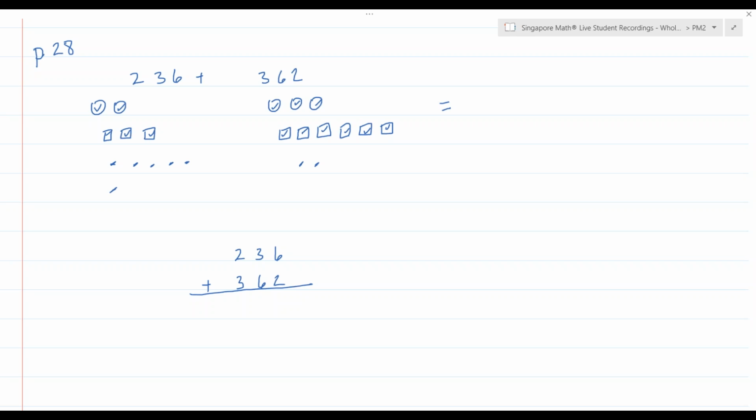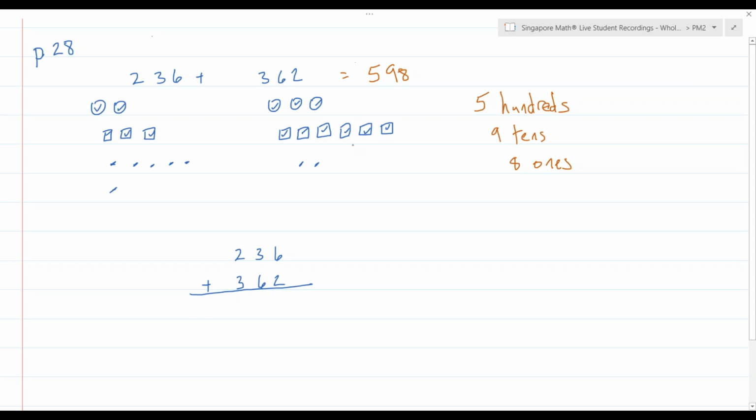Now those are big numbers to add, but if you think about what each number means, it's not so bad, because in this case, notice that there are 200 and 300, which give you 500. And then we have 3 tens and 6 tens, which gives you 9 tens. 6 ones and 2 ones is 8 ones, and that tells me that the answer is 598.